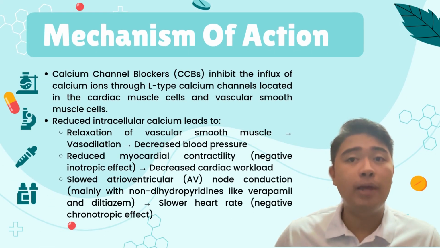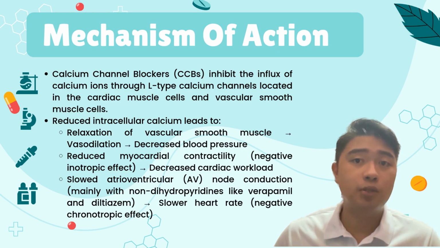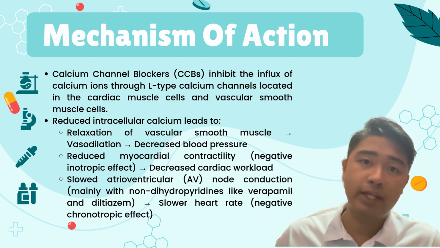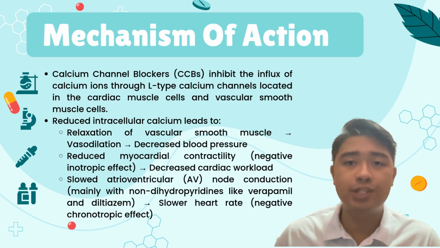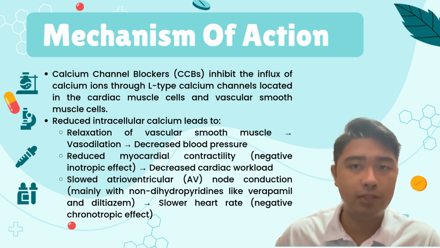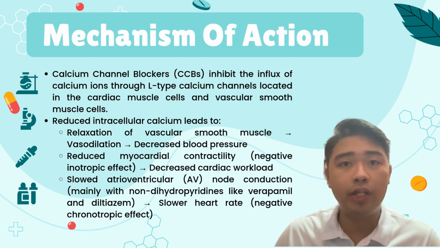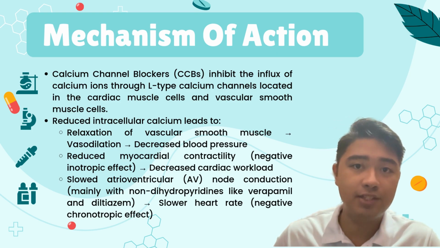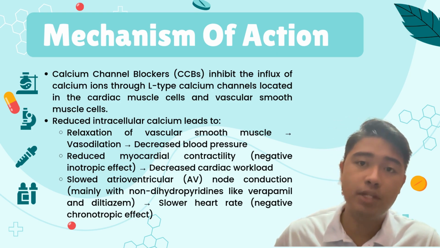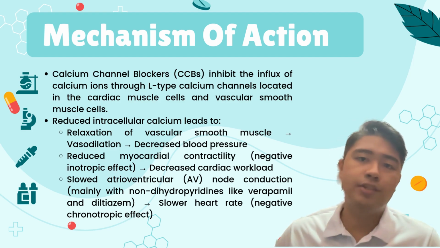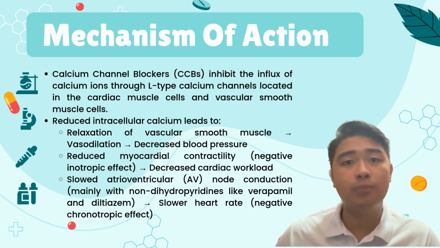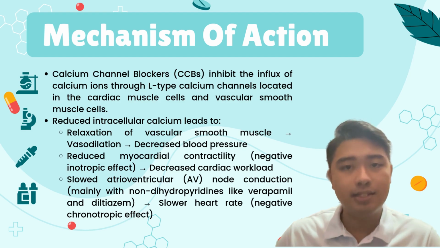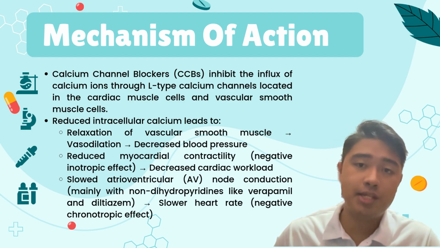Next, I will explain the mechanism of action of calcium channel blockers, or CCBs, in the human body. Calcium channel blockers primarily work by inhibiting the influx of calcium ions through specific structures called L-type calcium channels. These channels are located in two important areas: the vascular smooth muscle, which lines our blood vessels, and the cardiac muscle cells, which make up the heart. When calcium enters these cells normally, it triggers muscle contraction. However, by blocking these calcium channels, CCBs cause muscle relaxation instead.